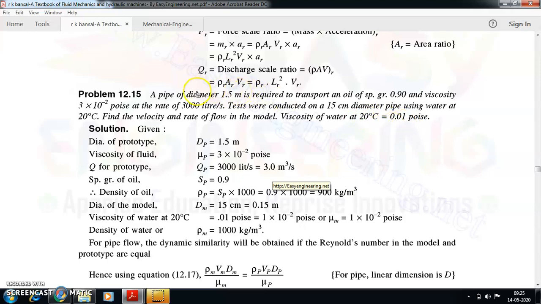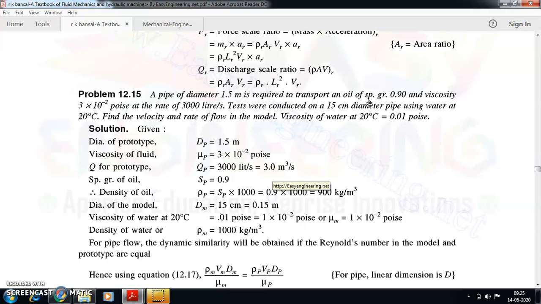We wanted a pipe of the diameter 1.5. This is actually the prototype. But a model is prepared which is equivalent to a 15 centimeter pipe. So we are not preparing a 1.5 meter diameter big pipe. We are actually creating a small pipe, and we are testing it with a different liquid. The liquid that will actually flow has a specific gravity of 0.9, and we are not wasting that liquid. We are using water for the model purpose.